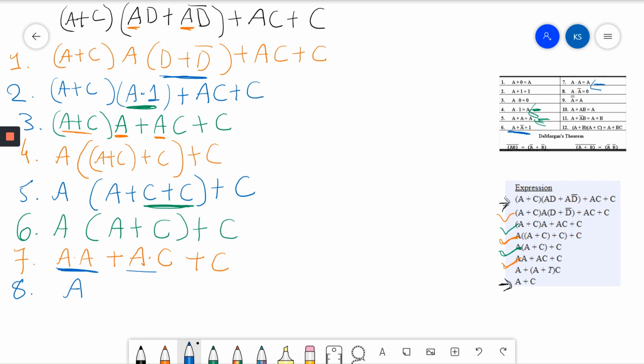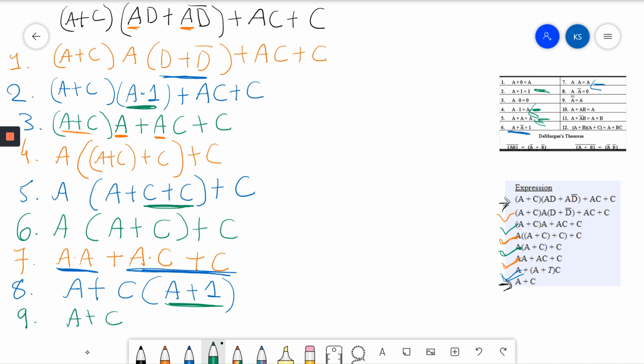And now from this expression, I'll take the c common. So plus c common, and what will remain? A plus 1. 1 or t, anything you can write. So I got this step, right? Instead of the 1, I can also write the t. And after that, now see, a plus 1. So where is a plus 1? This second rule, a plus 1 is equal to 1. Okay, so my ninth step, a plus c, and instead of a plus 1, what can I write? Simply 1 I can write.